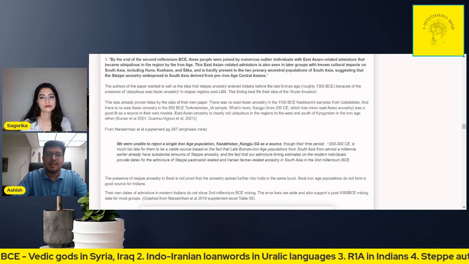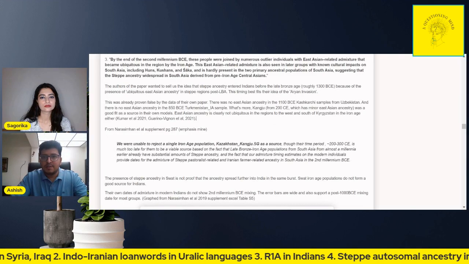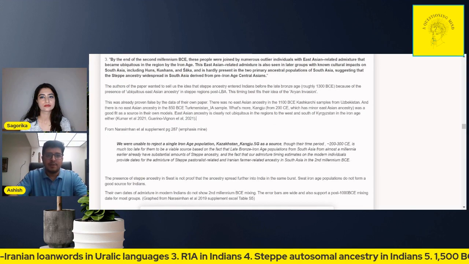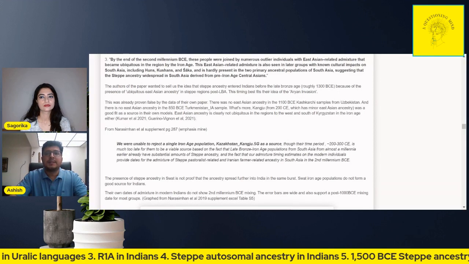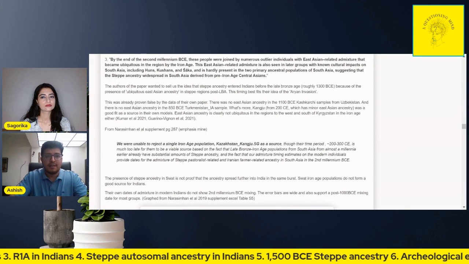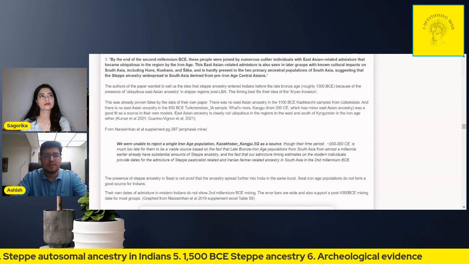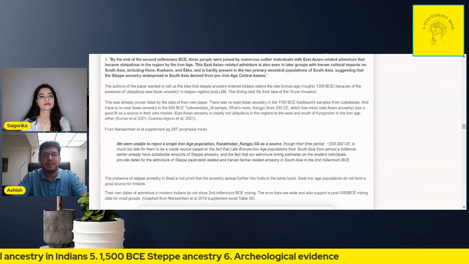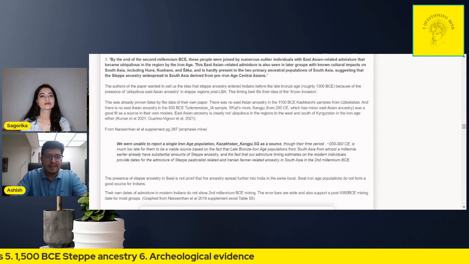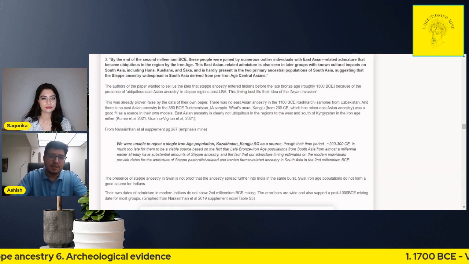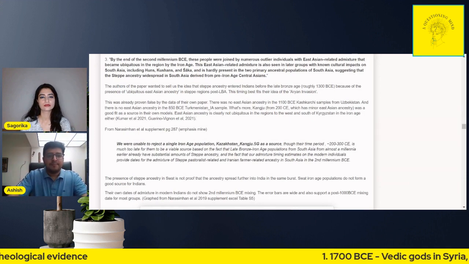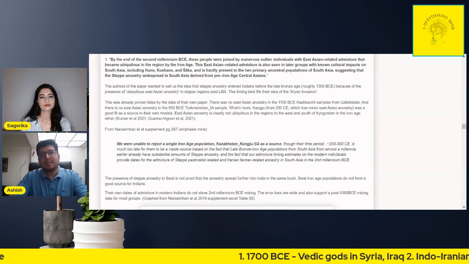So they say that East Asian related admixture is seen in the steppe region, which is hardly present in India, which suggests that the steppe ancestry in India is derived from pre-Iron Age Central Asians. By pre-Iron Age, broadly they mean pre-1000 BCE. The point is that this is actually not true.